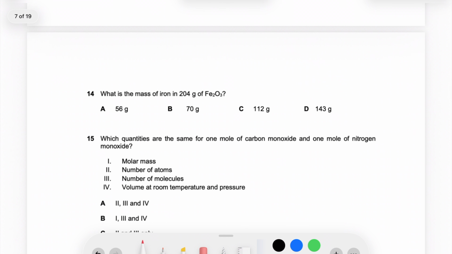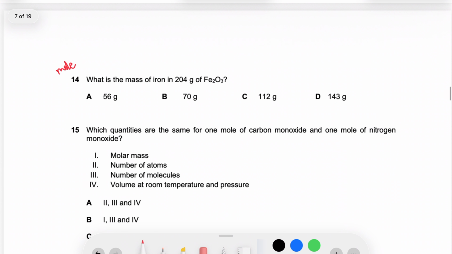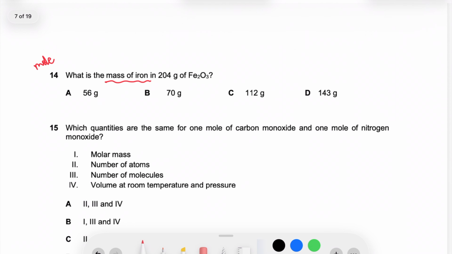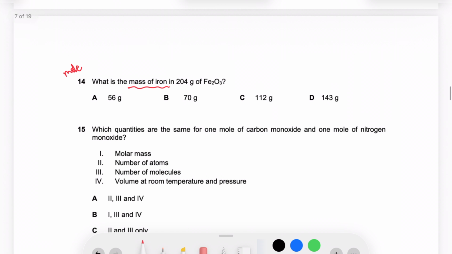Question 14. This one should be under your moles. So the first thing, what is the mass of iron in 204 gram of iron oxide? If you want the mass, it's the percentage by mass of iron.